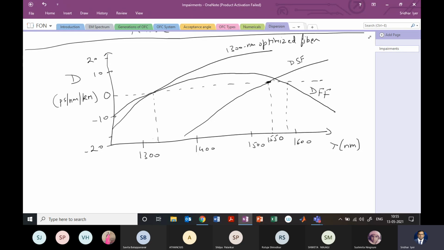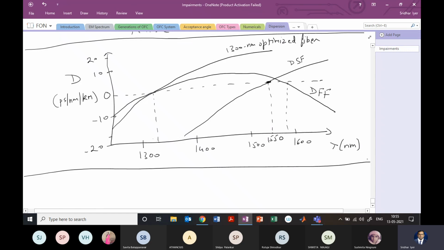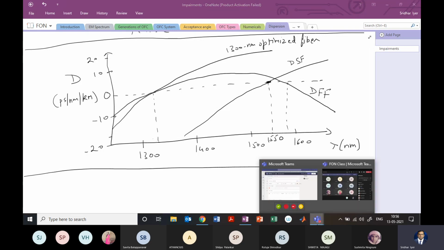Okay, so this completes the dispersion aspect. That is, what dispersion does to the overall performance of the fiber, what the types are, and how it can be minimized or how it can be shifted.